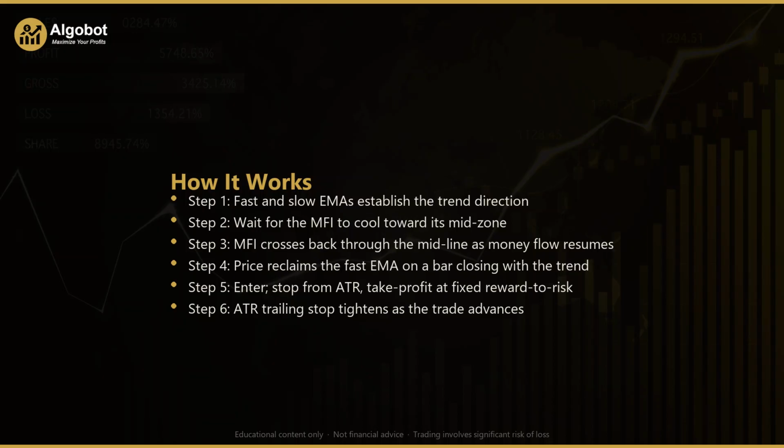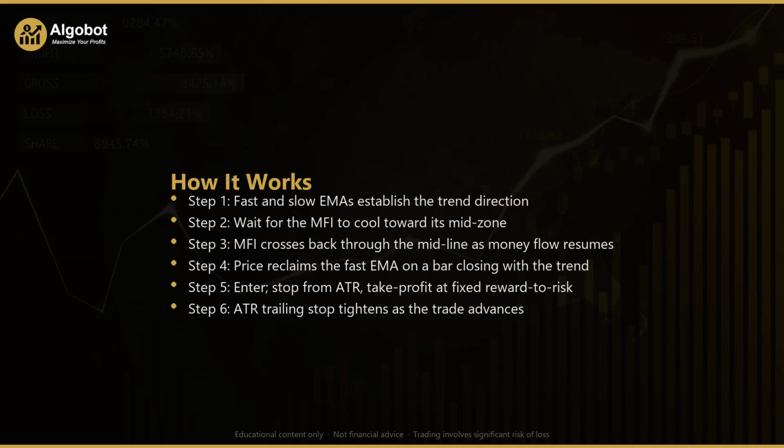Once an uptrend is in place, the strategy watches the Money Flow Index for a specific two-part behavior. First, money flow must cool off. The MFI dips down toward its mid-zone, which by default sits around 45, telling us buyers have eased back during the pullback. Then money flow must resume. On the very next reading, the MFI crosses back up through that 45 line, showing that buying volume is returning. Crucially, the MFI must still be below its upper guard of 80, so the strategy avoids buying into an already overheated move. The final piece is price confirmation.